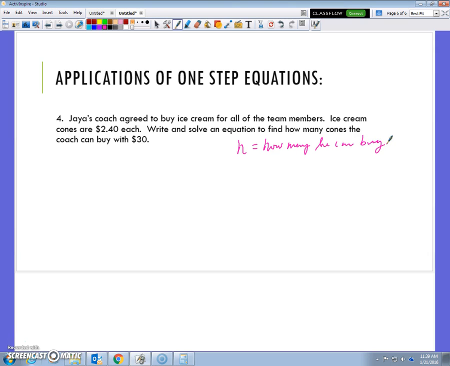So if each one of them costs $2.40, or 2.4, and we know how many he needs to buy, and all he has is $30, so we can't go over $30. Let's divide both sides by 2.4, and we can find the solution. h equals, and let's use that little trick I learned before, 300 over 24, moving the decimal place once on both the top and the bottom. And then I can reduce. So 150 over 12, 75 over 6.